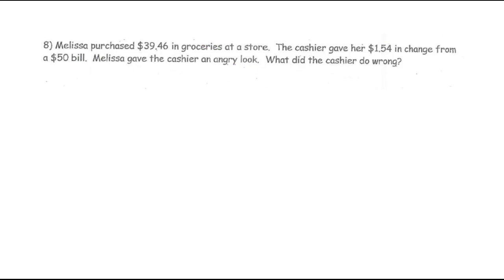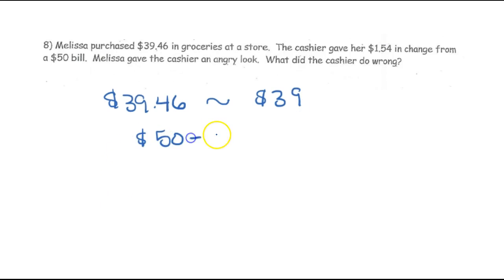Well, let's just look at this estimation-wise. So her bill came to $39.46. We can say that this is approximately $39. If she gave her 50, we need to subtract about $39. We should be left with, sorry, I started to do an equal sign. She should get approximately $11 back. So it looks like we shorted her and only gave her 1.